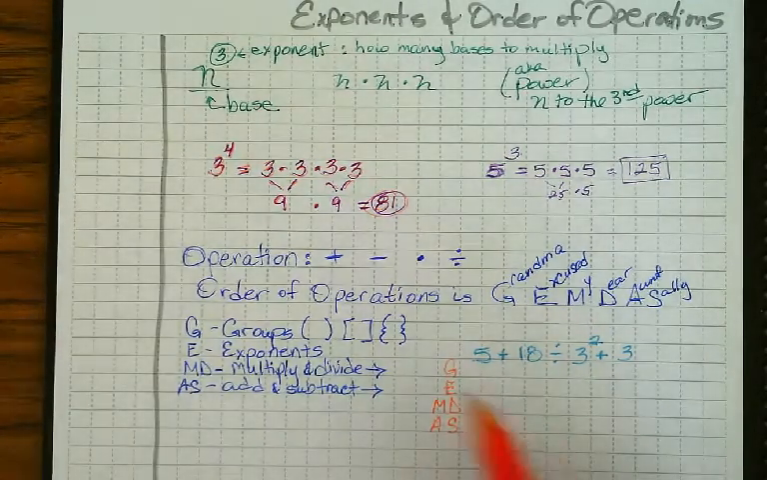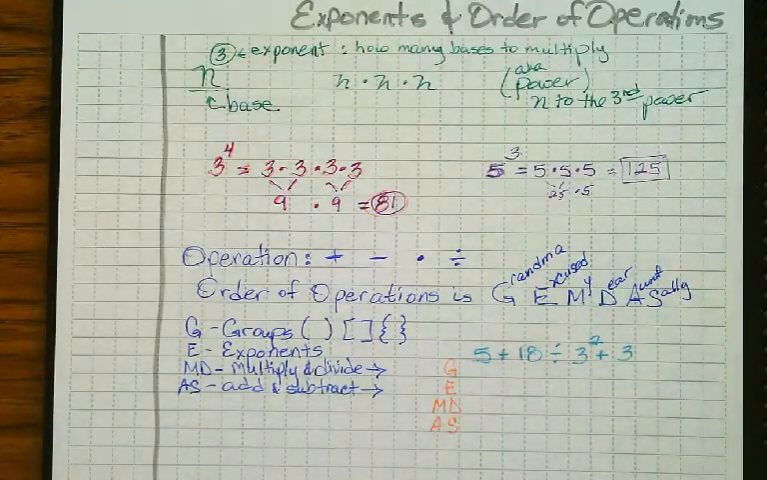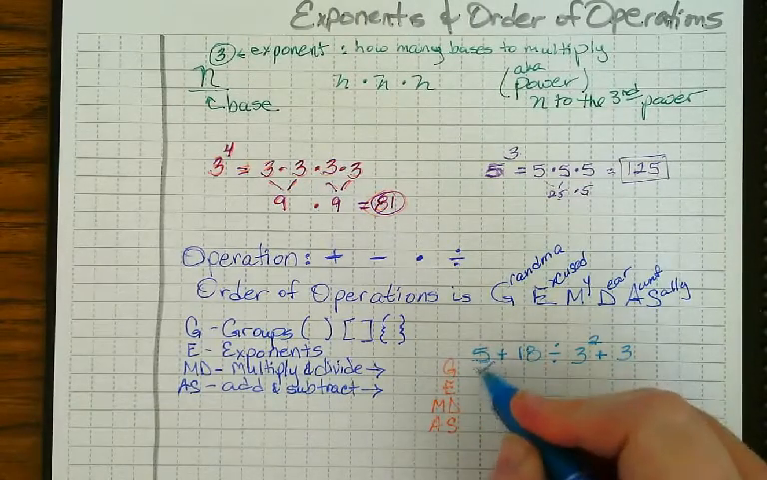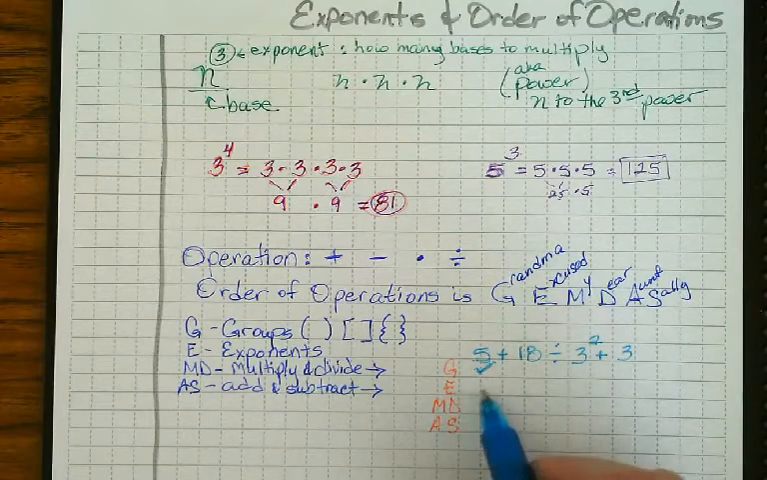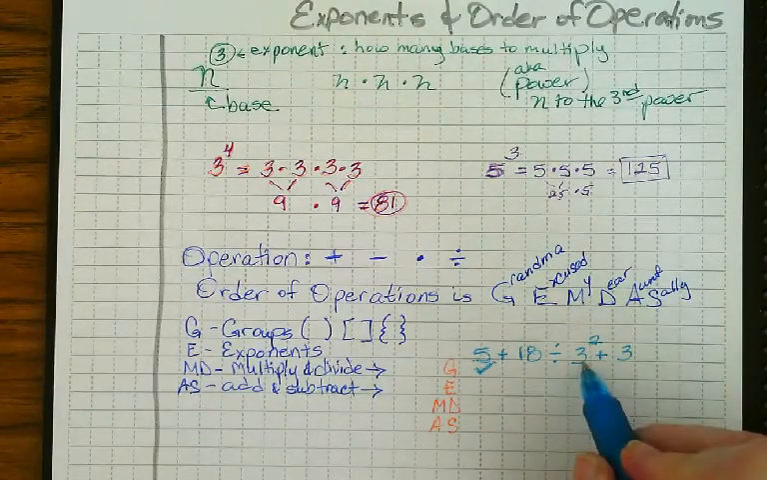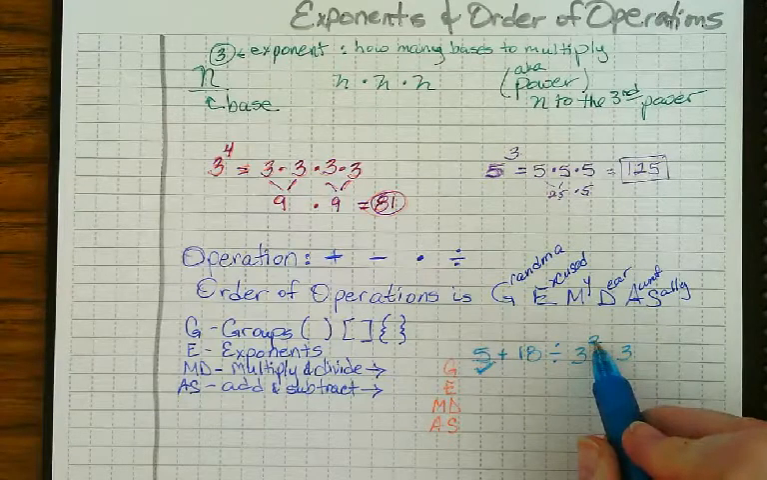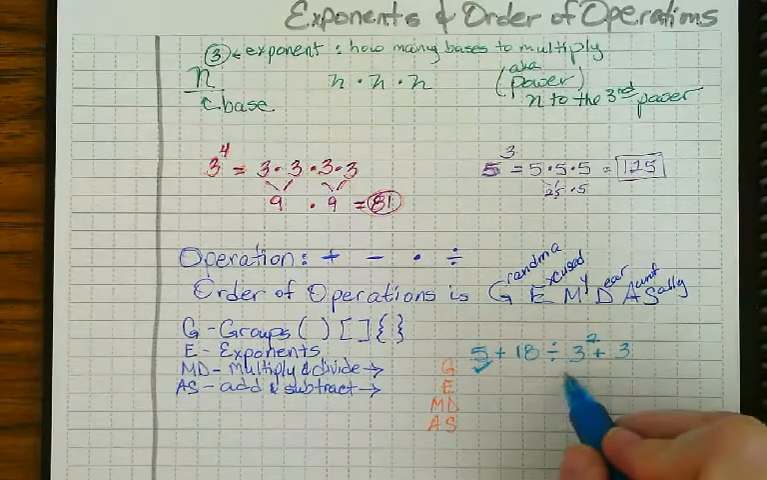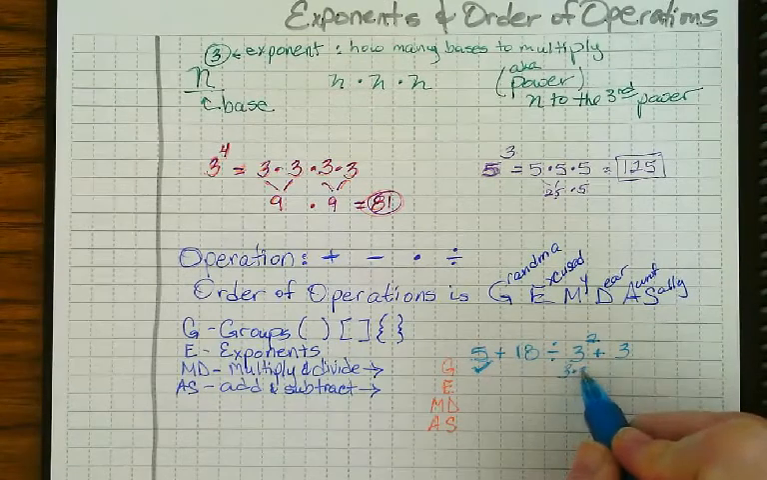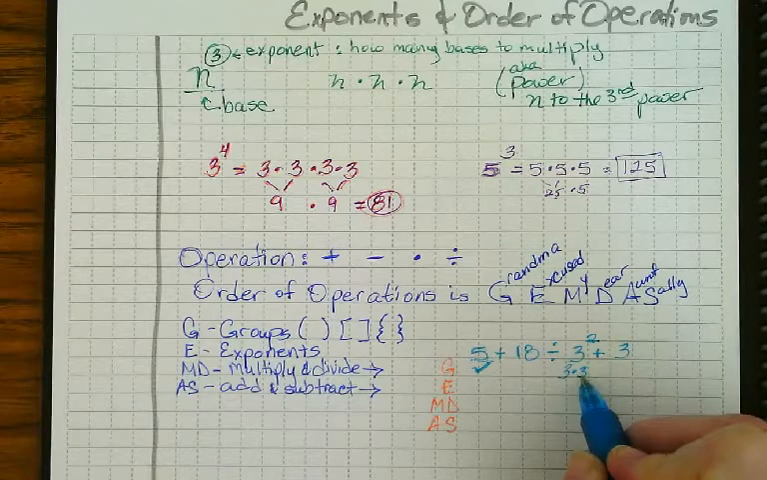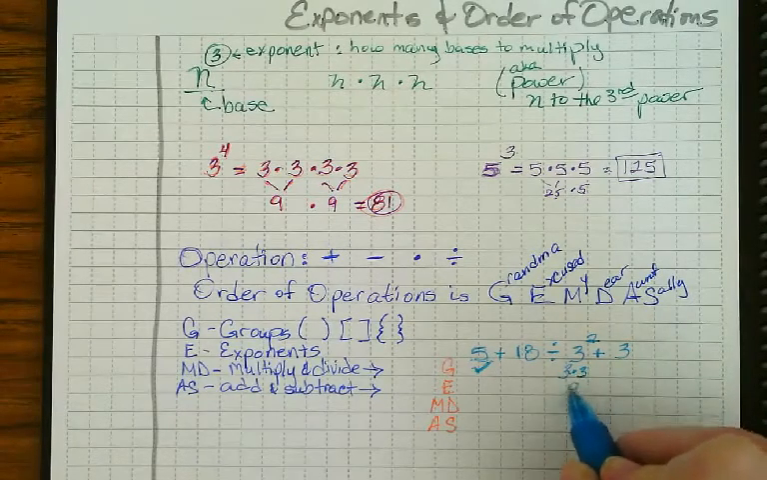And now you're going to do anything that's grouped. Well, guess what? There's nothing in groups here. So check, we're done. Exponents. Are there any exponents? Yes, there are. We have 3 to the second power. That's the same as 3 times 3, because it's all about the base. So count them. There's 2 of them. 3 times 3 is 9. So we put the 9 here.